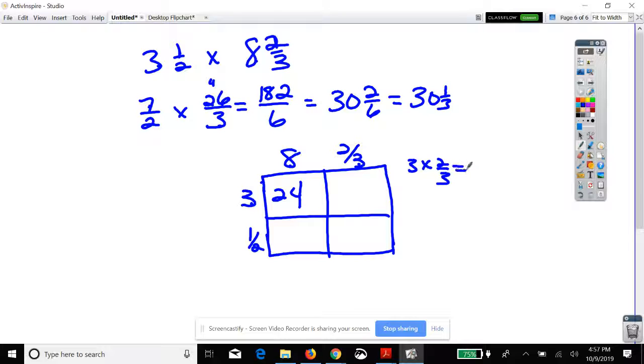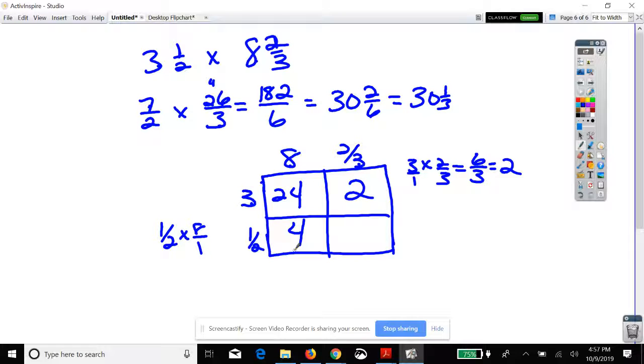3 times 2/3 is pretty easy because I can multiply straight across. 3 times 2 is 6, 1 times 3 is 3, 6 over 3 is 2. So that's 2. And then 1/2 of 8, so 1/2 times 8 over 1. That's pretty easy because half of 8 is just 4.